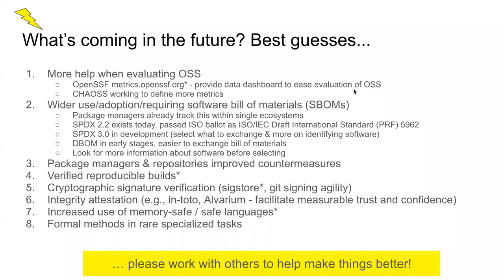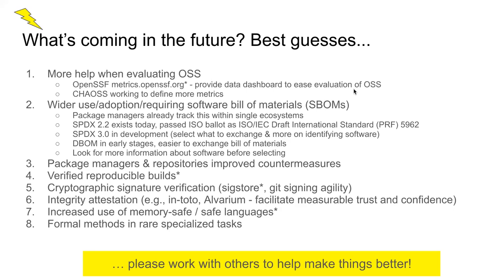I think package managers and repositories are going to improve their countermeasures. There's something called verified reproducible builds, which lets you verify that the bits that you're about to install really did come from the source code that was evaluated by developers. The lack of this was, for example, a problem for the recent SolarWinds debacle with Orion, where the code that was being installed and run was actually not generated strictly from the source code that was developed by the developers. The developers developed code and they reviewed it, but that's not what was shipped, because someone subverted the development process, the build process, actually.